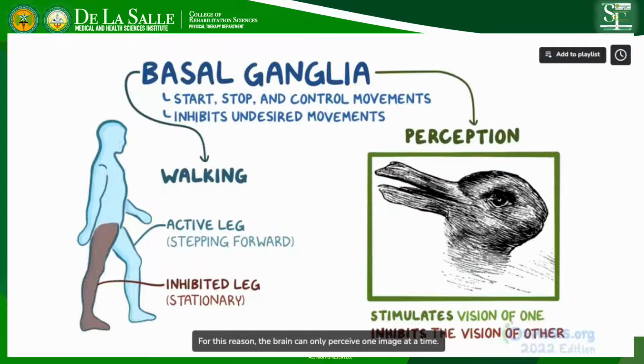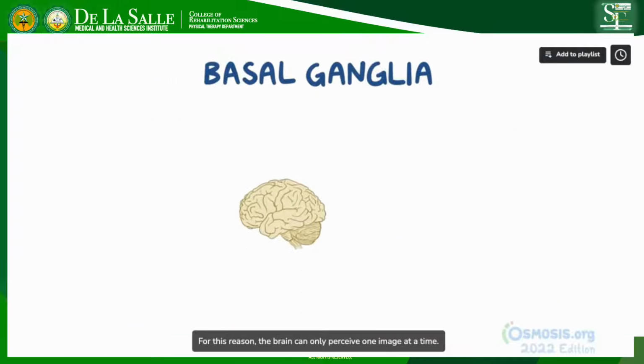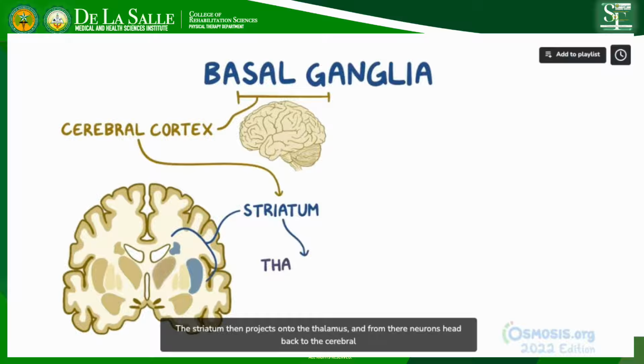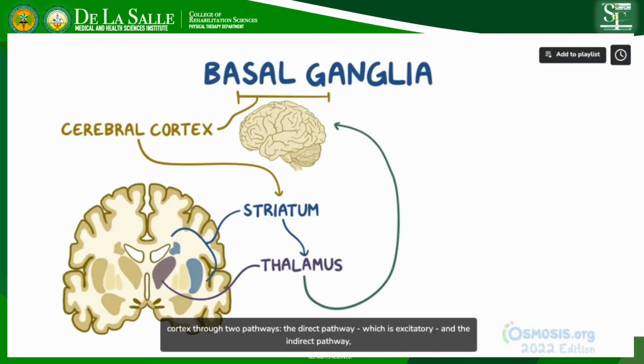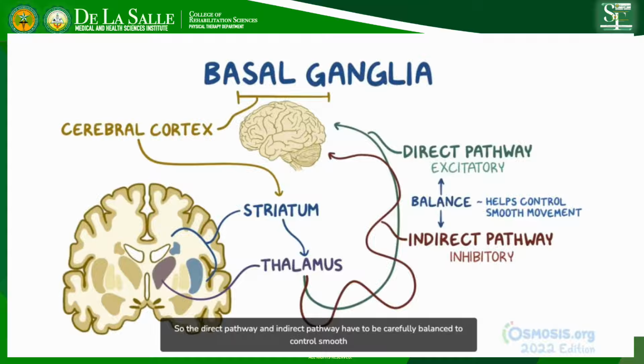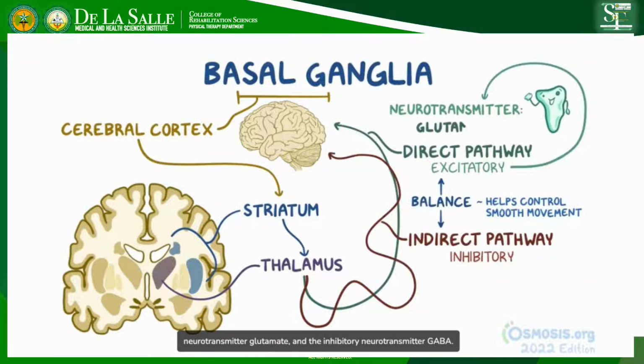For the basal ganglia to work, nearly the entire cerebral cortex projects onto the striatum. The striatum then projects onto the thalamus, and from there neurons head back to the cerebral cortex through two pathways: the direct pathway, which is excitatory, and the indirect pathway, which is inhibitory. So the direct pathway and indirect pathway have to be carefully balanced to control smooth movement. Now, there are two main neurotransmitters involved in these pathways: the excitatory neurotransmitter glutamate and the inhibitory neurotransmitter GABA.